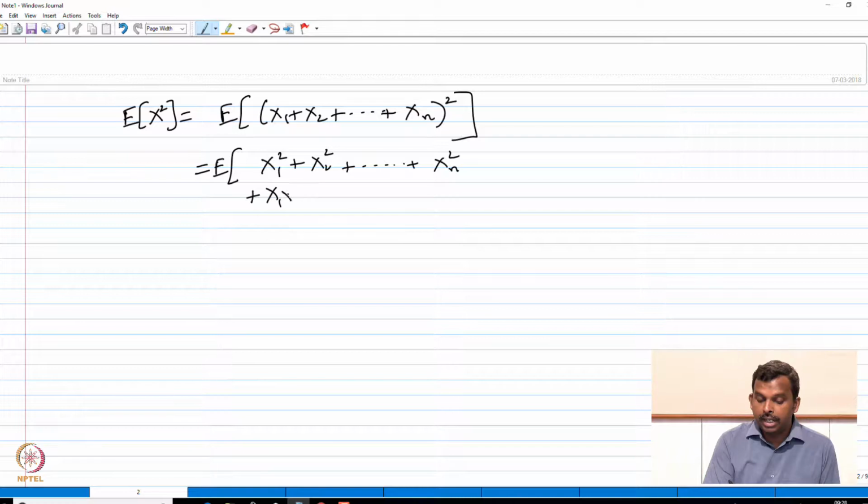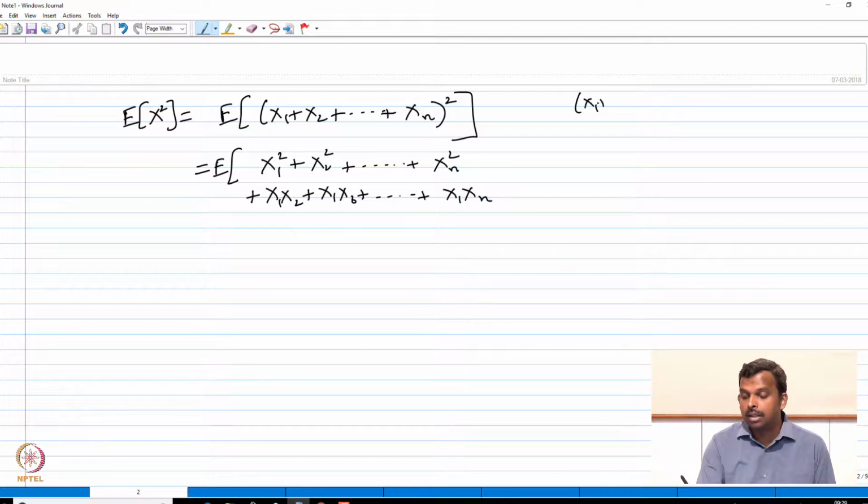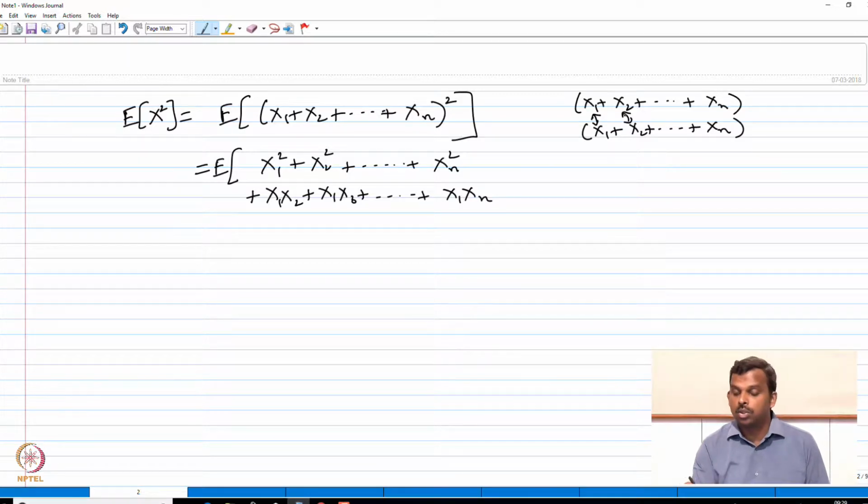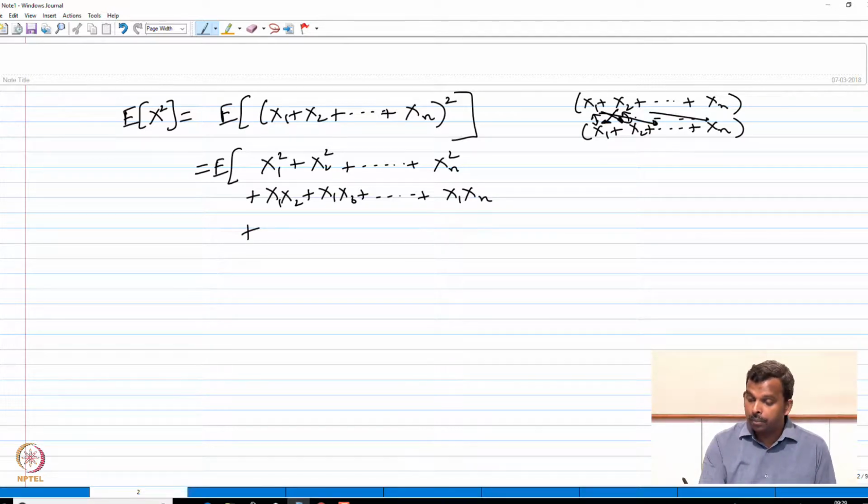Then what are the additional terms you will get? You will get x1 times x2 plus x1 times x3 plus so on till x1 times xn. Remember I'm multiplying these two things, (x1 plus x2 plus so on till xn) times (x1 plus x2 plus so on till xn). So you'll get these terms. That gives you the square terms, x1 squared, x2 squared, and then x1 will multiply x2, x1 will multiply x3, so on till xn. That will give you the next term, and then x2 will multiply x1, x2 will multiply x3, etc. So you'll get x2 x1 plus x2 x3 plus so on till x2 xn.